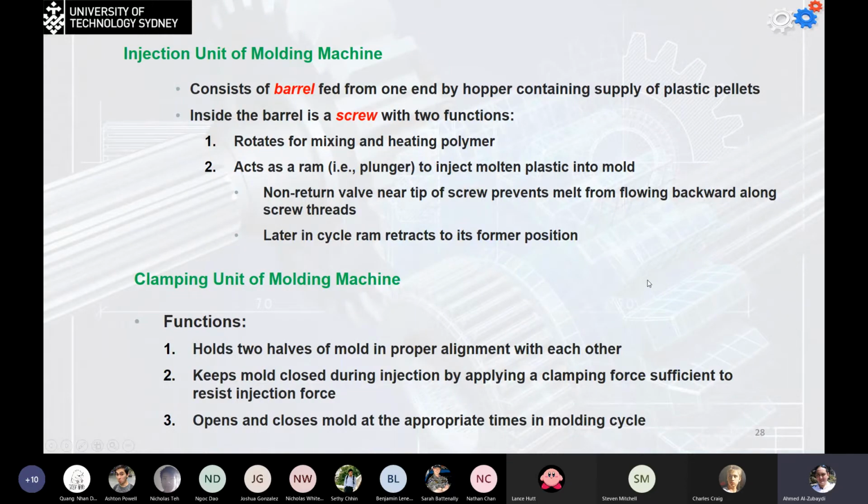The clamping unit's function is usually to hold the halves, which are pressurized from inside, keep the mold closed during the injection by applying the clamping force, and open and close the mold at the appropriate times in the molding cycle. Usually this time is set to a certain amount, and this is usually known by trial and error, because I'm not able to check if the part has solidified or not. I mean, I cannot see through the mold itself.